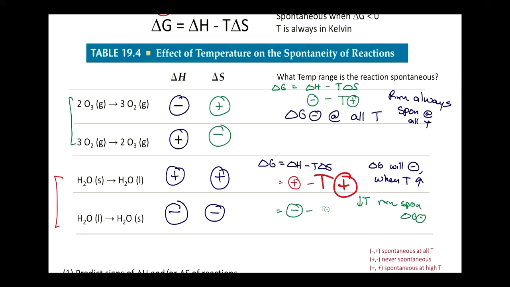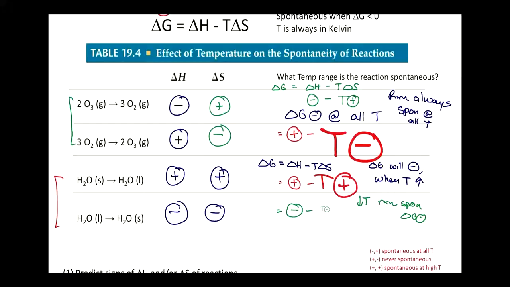I'll do a different color so we can see it. So same exact idea. We are plugging in these numbers. So we have a positive delta H minus temperature times a negative delta S. So what we're doing is taking a positive number and subtracting a negative number. So when temperature is small, delta G is what sign? Positive. Yep, because we're subtracting a negative number. So technically we're adding whatever that number is. Versus when temperature is really big, delta G is also positive.